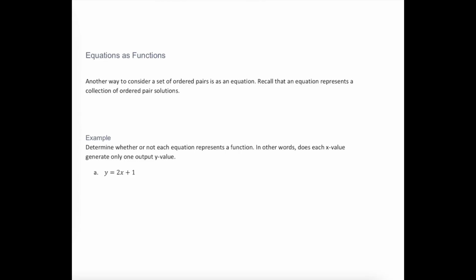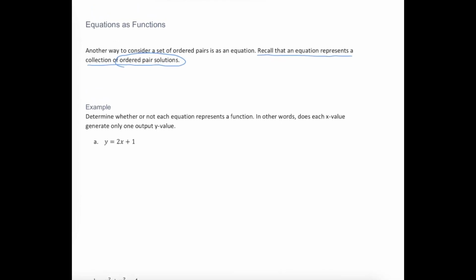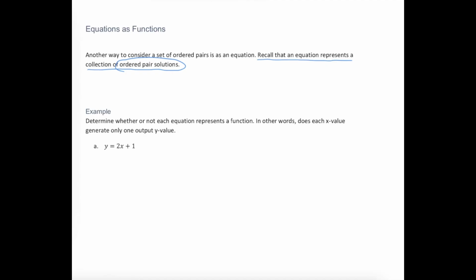Now we're looking at equations to determine whether or not those are functions. And as a reminder, an equation is another way of looking at a set of ordered pairs. An equation is actually a collection of ordered pair solutions to the equation itself. So here we have an example, and we're wanting to determine whether or not these are equations that are also functions. So we want to consider all of the ordered pair solutions to these equations.